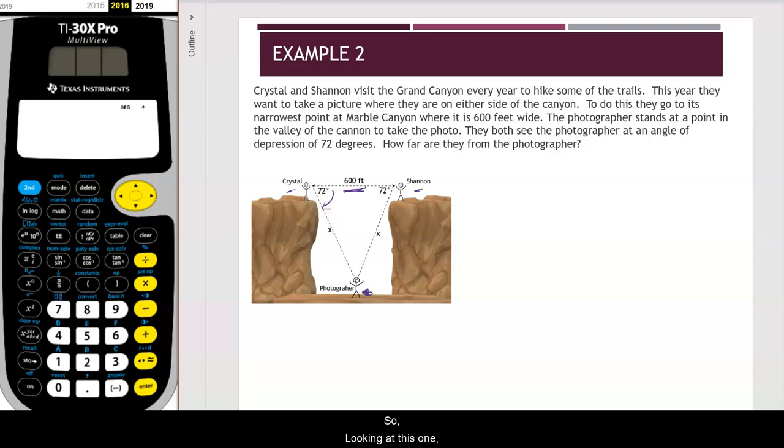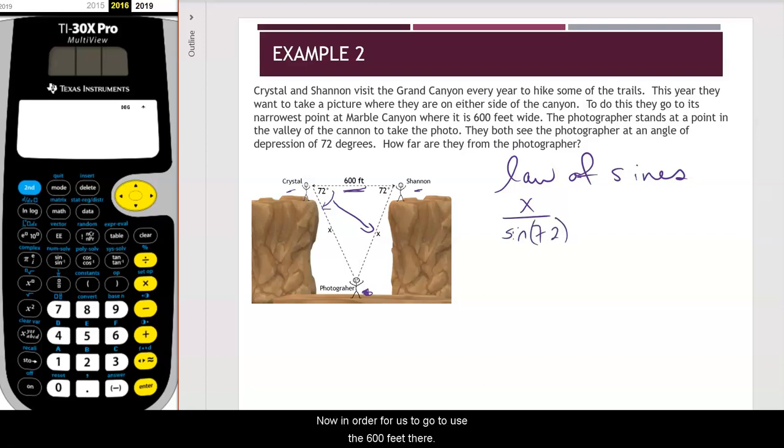So looking at this one, we're going to be using law of sines to solve, because we have a side and two angles. We are looking for our x value. Doesn't matter which one we find, since they are both the same. So we have our 72 across from an x. So that would be x over sine of 72.